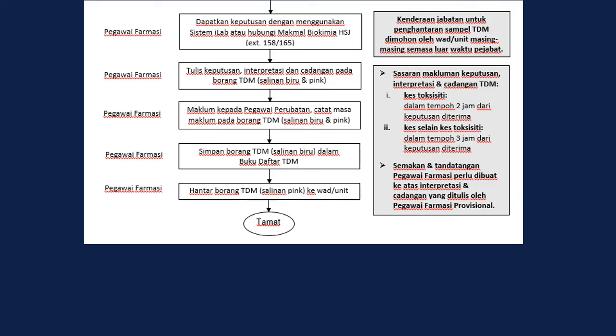Pharmacists then trace the result via iLab or call, then do the interpretation and inform the doctor. The target of informing is within 2 hours from obtaining the result for toxicity case. Then jot down the time of informing, keep the blue copy and dispatch the pink copy of the TDM form.